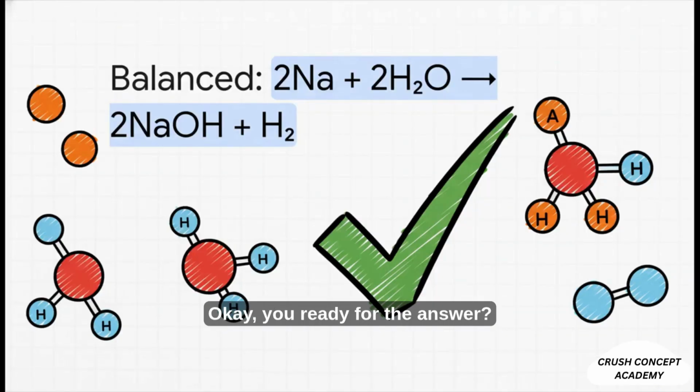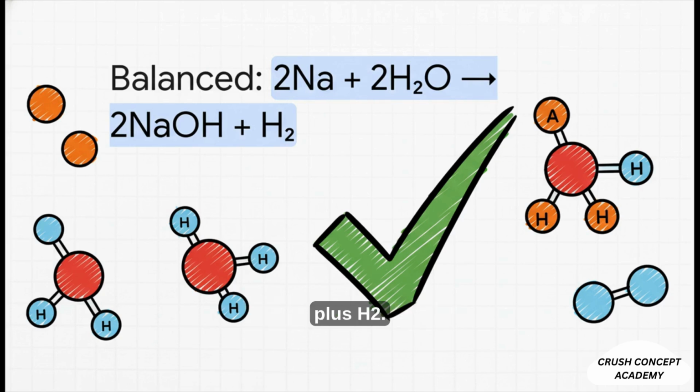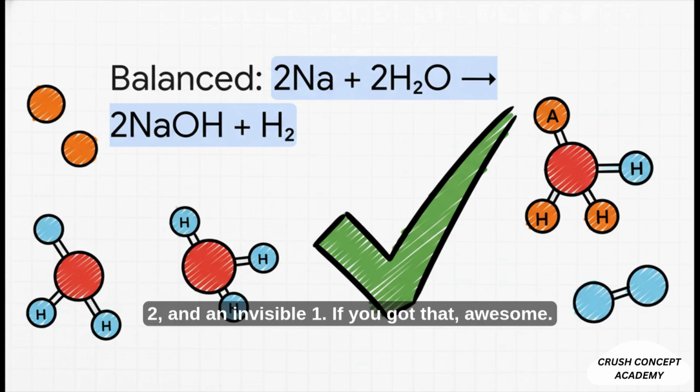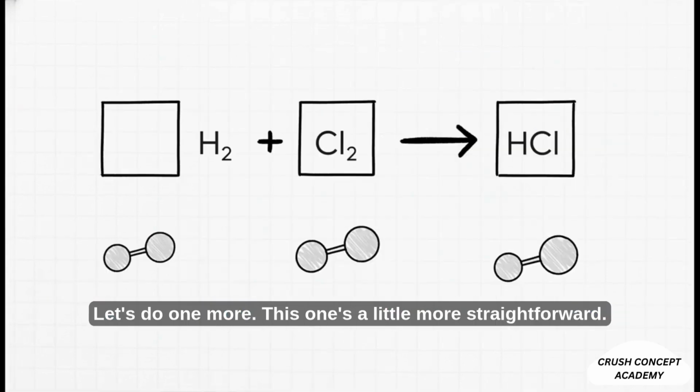Okay, you ready for the answer? The balanced equation is 2Na plus 2H2O gives you 2NaOH plus H2. So the coefficients are 2, 2, 2, and an invisible 1. If you got that, awesome. If not, no worries. Just take a second to count the atoms on each side. It works out perfectly. Let's do one more.